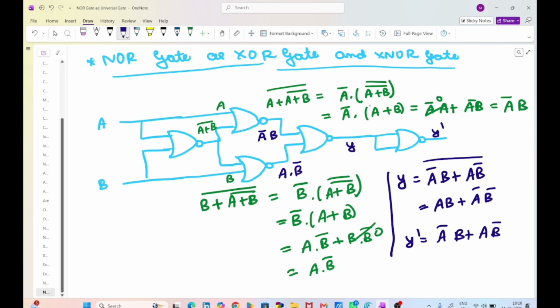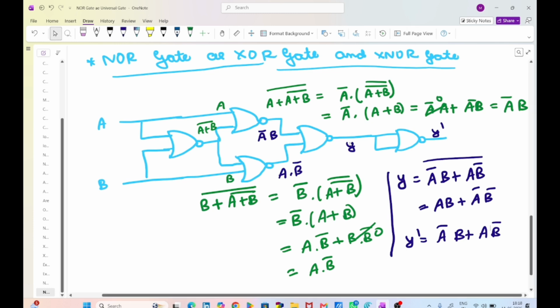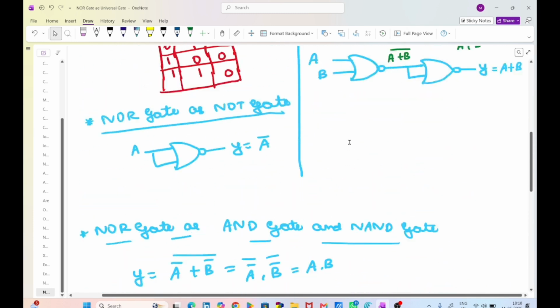Guys, we have realized the NOT gate, OR gate, AND gate, NAND gate, XOR gate and XNOR gate using the NOR gate. I hope you understand the concept clearly.